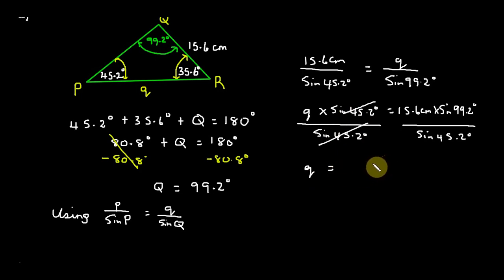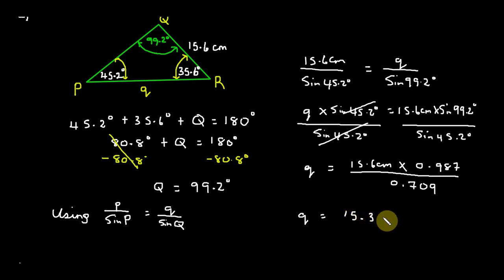15.6 cm. We write 15.6 cm multiplied by sine 99.2, and that is 0.987, divided by sine 45.2, and sine 45.2 is equal to 0.709. Now Q, when I multiply 15.6 by 0.987, the result is 15.397 cm.